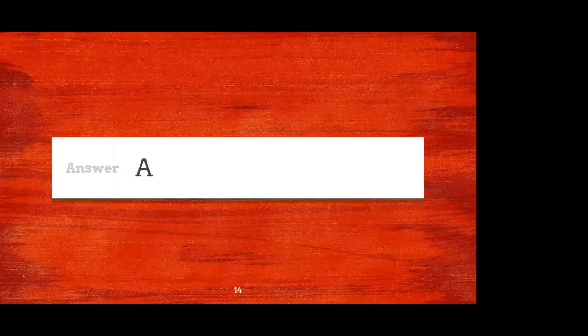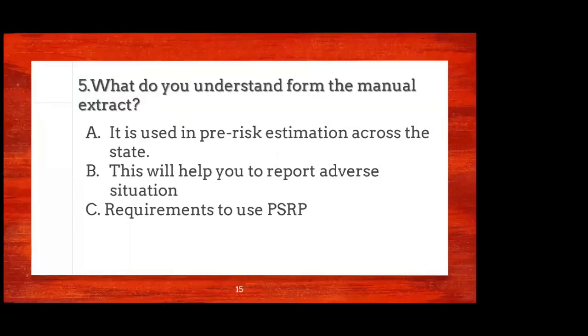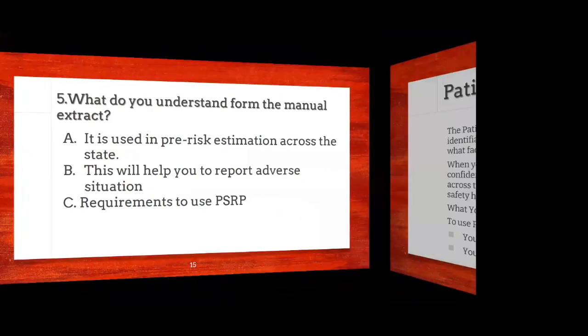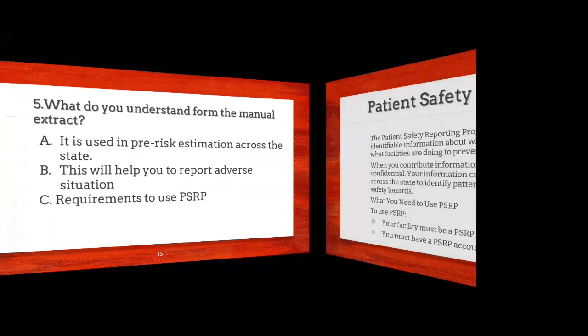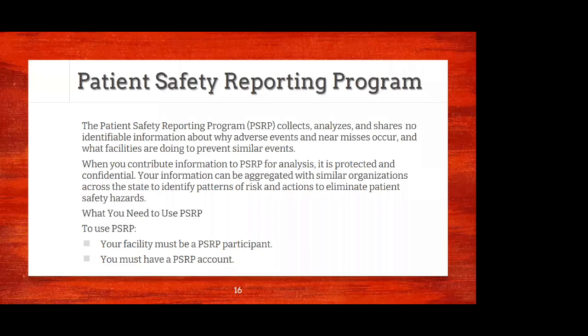Okay, so what do you understand from the manual extract? Patient Safety Reporting Program. So this is a very small extract. The Patient Safety Reporting Program, PSRP, collects, analyzes, and shares no identifiable information about why adverse events and near misses occur and what facilities are doing to prevent similar events.